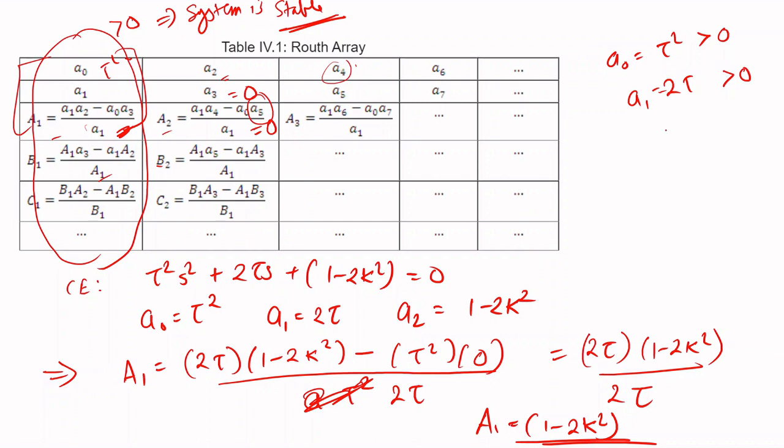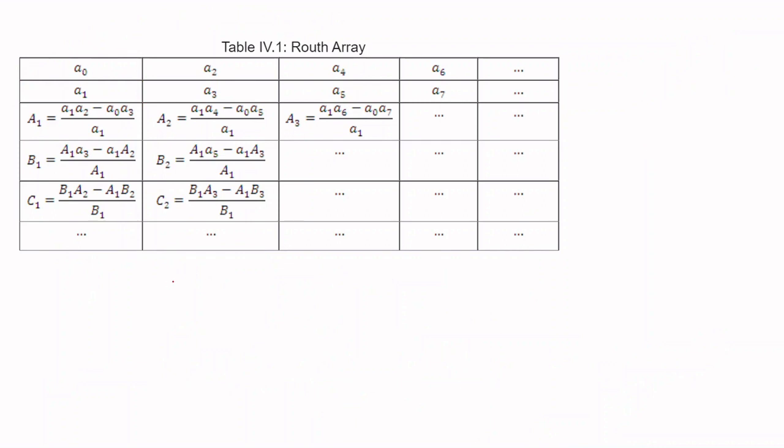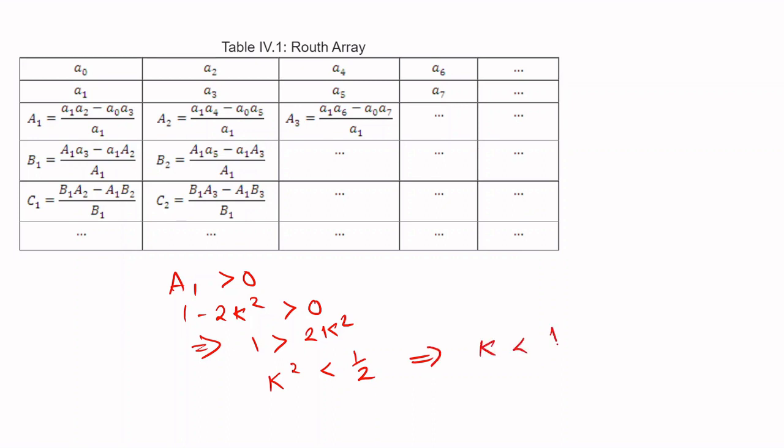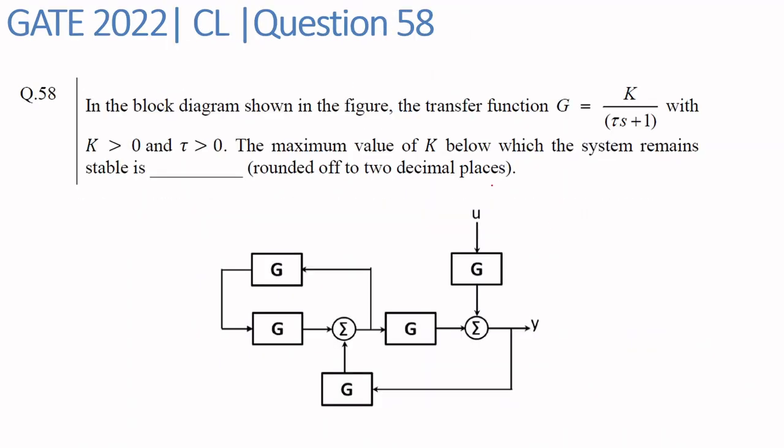And now for the system to be stable, capital A1 should also be greater than 0, that is 1 minus 2k square should also be greater than 0. So on the basis of this, we can write 1 is greater than 2k square, that is from over here we will get the value of k should be less than 1 upon root 2, that is k should be less than 0.707. So the final answer, we can report it as the maximum value of k below which the system remains stable is 0.70.